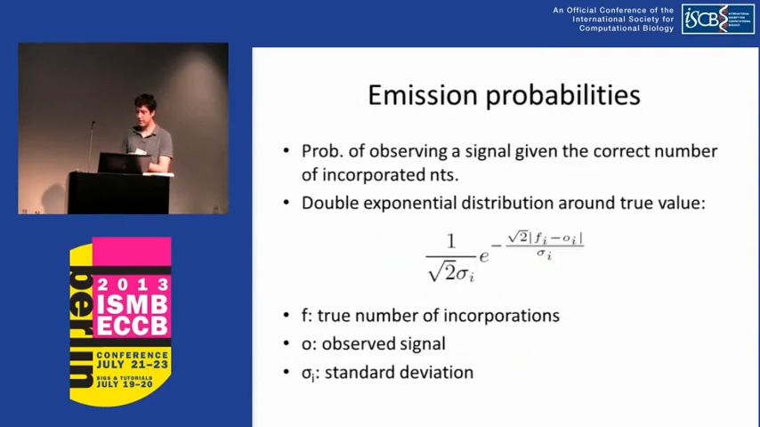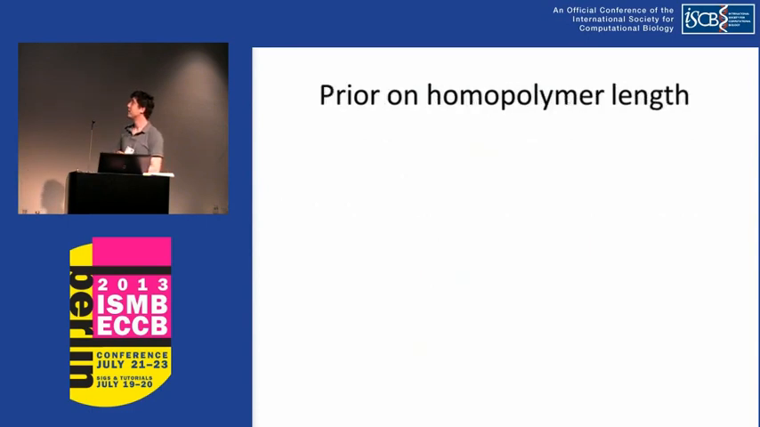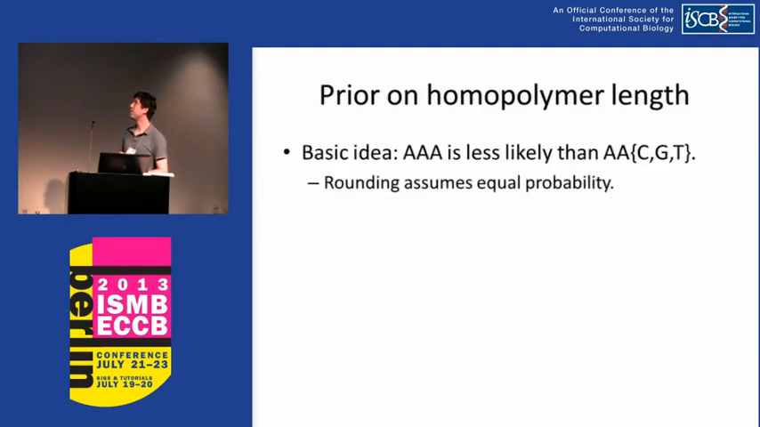And the emission probabilities are a simple double exponential distribution around the true number of incorporations. So if we have 2 incorporations, we expect to see 2, but we have a nice double exponential around 2. And this was actually a comment by one of our reviewers, which turned out to be really helpful. We started with a Gaussian distribution, moved to the double exponential. It was actually pretty good. It improved the results.